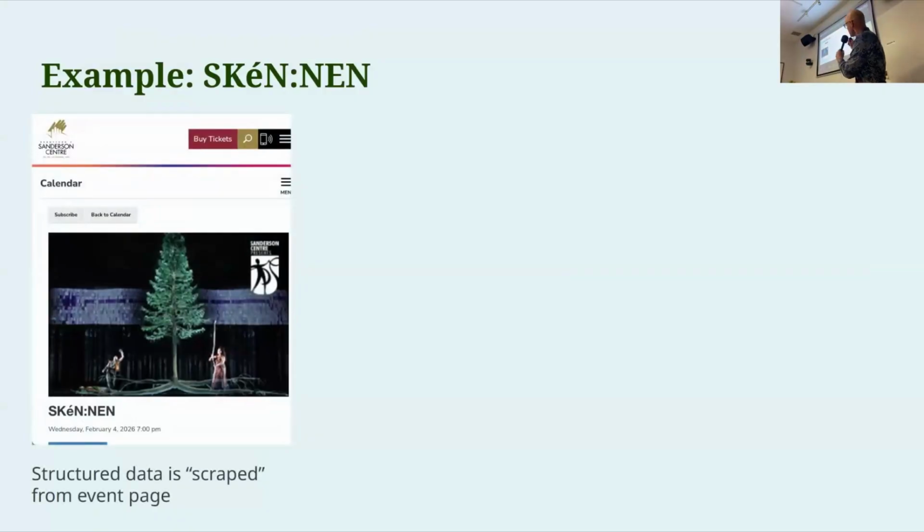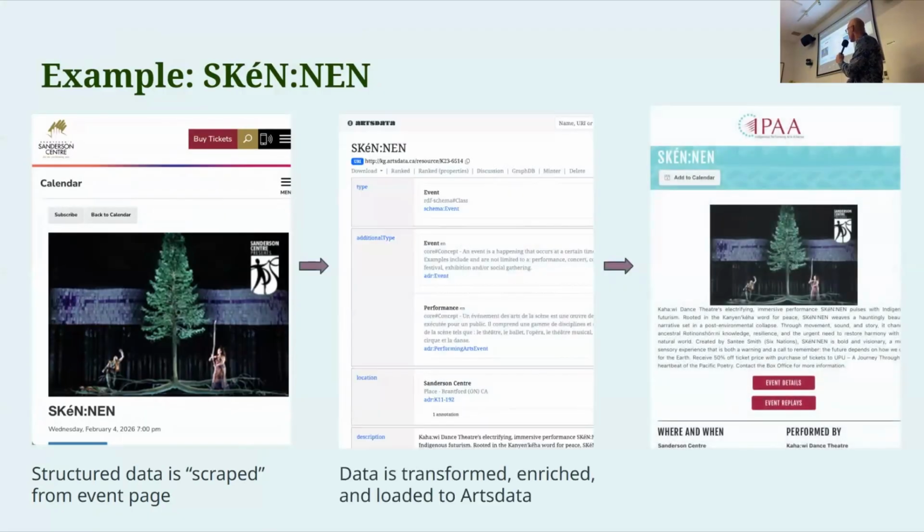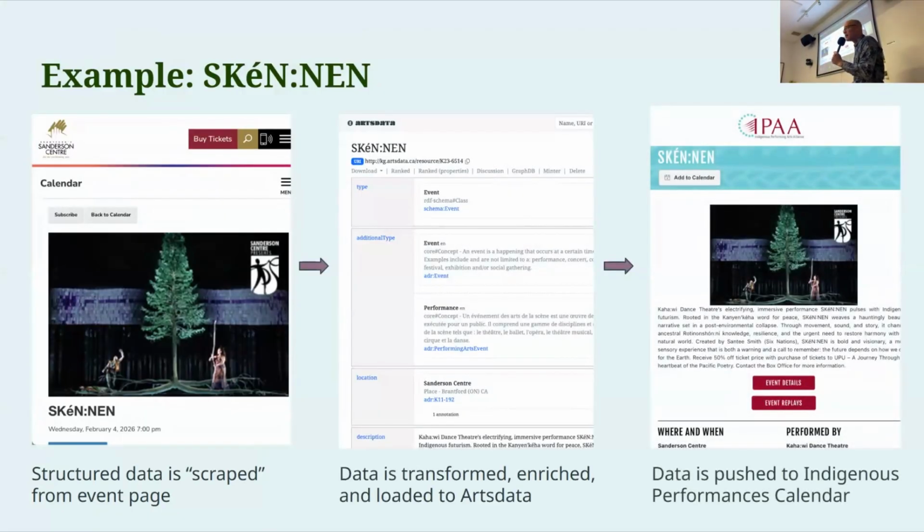So here's an example. This is a screenshot from the website of the Sanderson Center for the Performing Arts. And their data is scraped by one of our robots. And then this data is transformed, enriched, and loaded to Artsdata. And then this data is being pushed and reused in other calendars, including the Indigenous Performance Calendar on the website of the Indigenous Performing Arts Alliance. What is great in there is that the effort done to populate the data once doesn't need to be repeated on the other website.